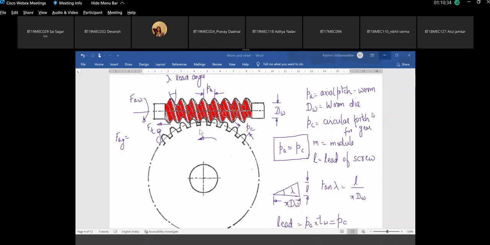Whatever is the axial force for the gear, acting perpendicular to the plane here, becomes the tangential force for the worm. Like tangential for the gear is axial for the worm, axial for the gear will be tangential for the worm. And only the radial forces will remain the same. Whatever is acting radially here is also acting radially on the worm. And what is the magnitude? This we'll see in the next class.